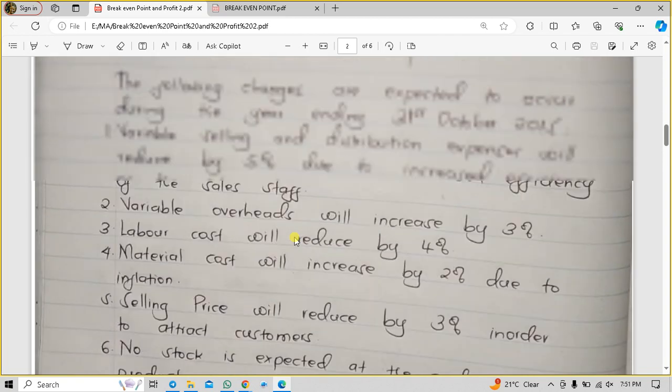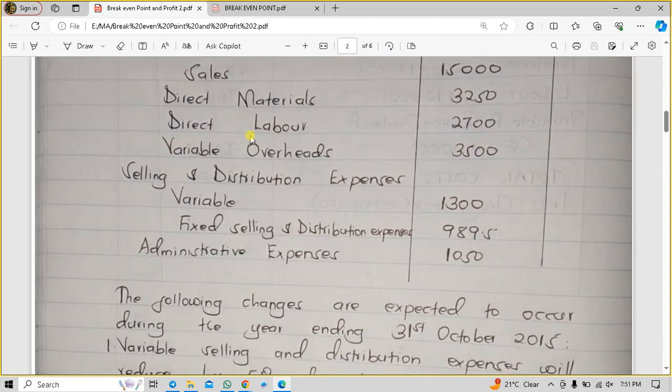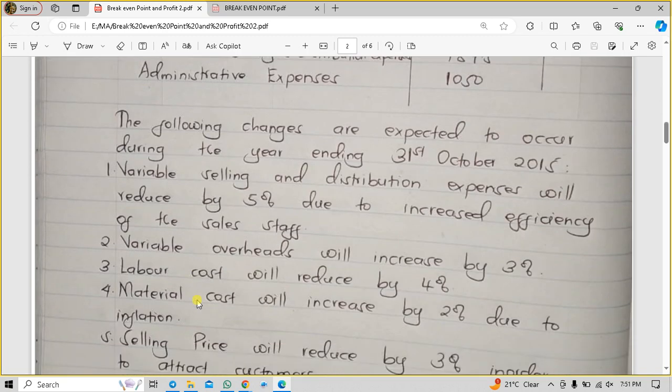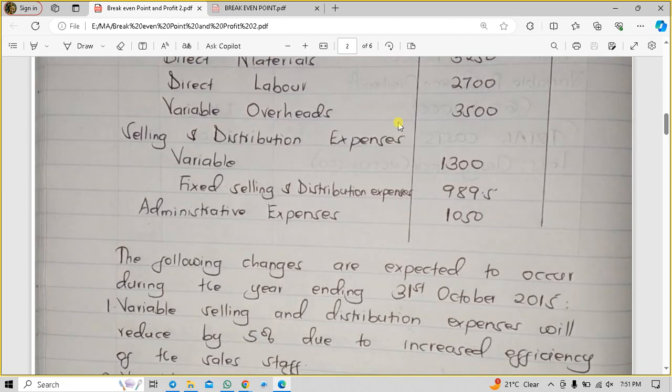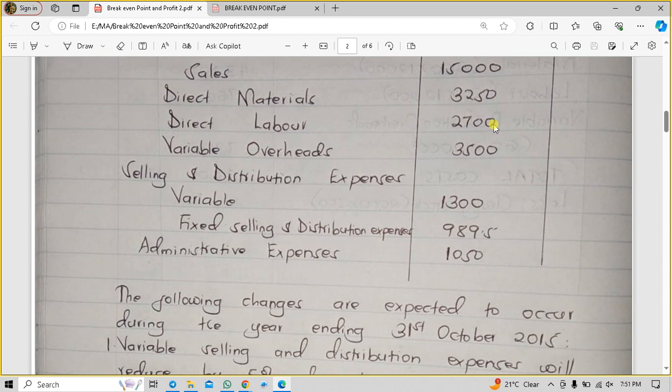Let's go to direct labor. Direct labor is our next variable cost. So we get the additional information about direct labor. The labor cost is going to reduce by 4%. If labor cost is going to reduce by 4%, we're going to say 2700 times a reduction.